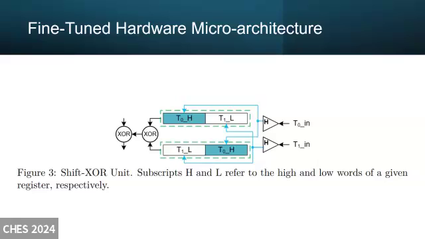This technique, I think, is novel to the field. Because of this technique, we are able to save a lot of resource usage in the final implementation, which you can also see later.